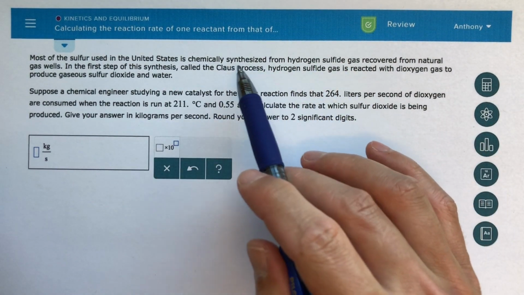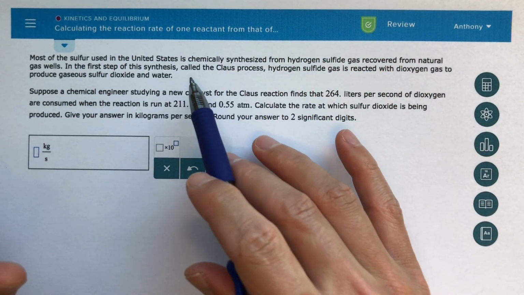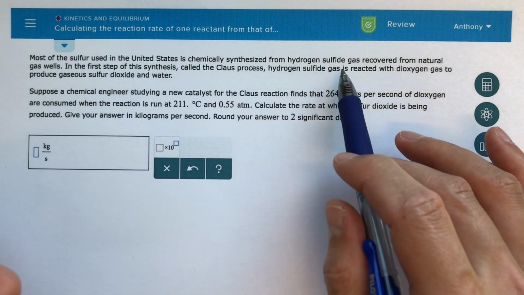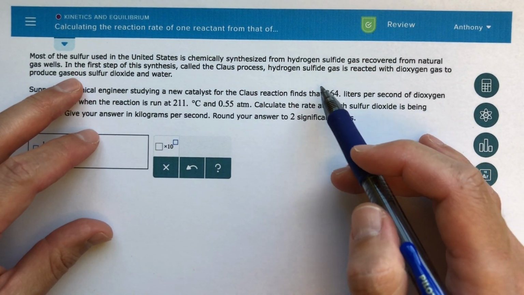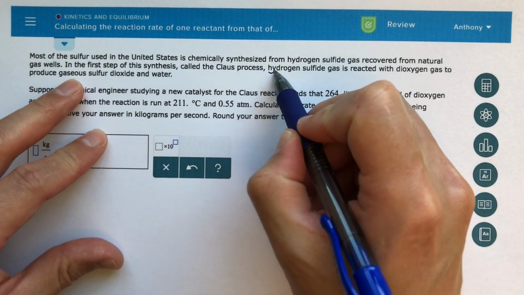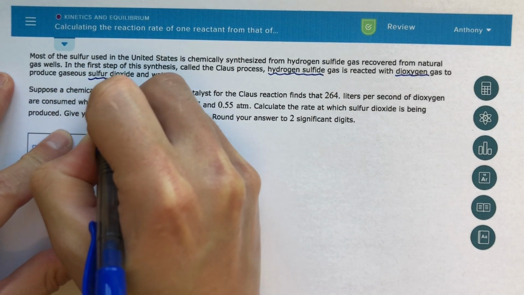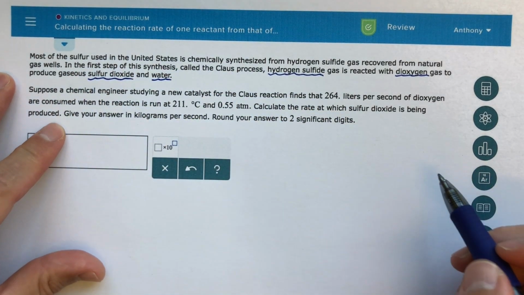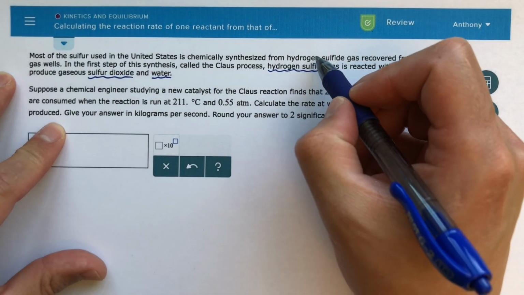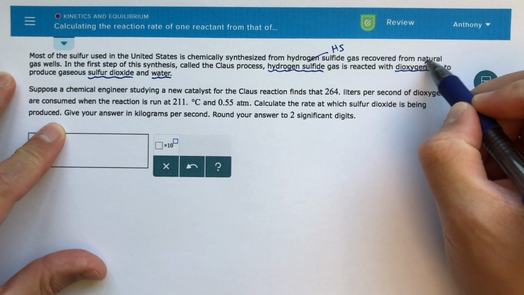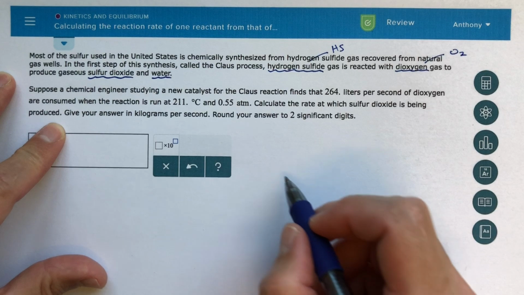The first part of this: most of the sulfur in the United States is chemically synthesized from hydrogen sulfide gas recovered from natural gas wells. In the first step of the synthesis, hydrogen sulfide gas is reacted with dioxygen gas to produce gaseous sulfur dioxide and water. So from this sentence, we need to be able to pick out the relevant pieces of information, and come up with a balanced chemical reaction from all of this information. So hydrogen sulfide, that's H2S, dioxygen gas, that's O2, sulfur dioxide is SO2, and water obviously is H2O.